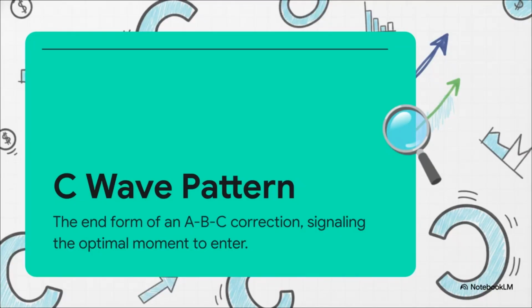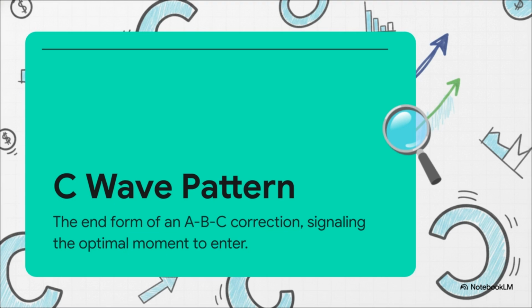As a quick refresher on Elliott Wave theory, you don't actually need to predict every single wave to make money. You really just need to know exactly when to enter. Think about this definition for a second. A C wave pattern is simply the end form of an ABC correction. It signals the optimal moment to enter the market.